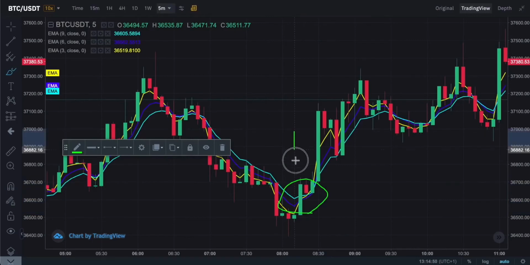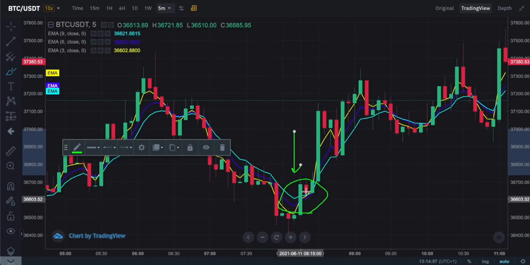We also get a massive bullish candle right here, which is a great entry trigger, but really it is the EMA that we're looking for. When it moves through to the upside, that is when we go long. So either on this green candlestick or on this red candlestick right here, we can enter a long position.